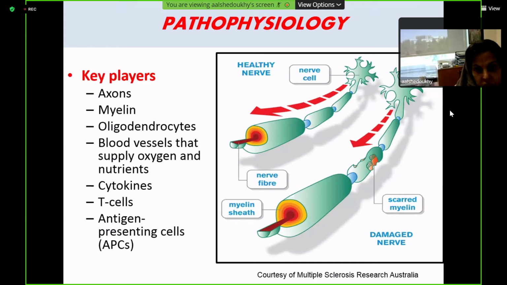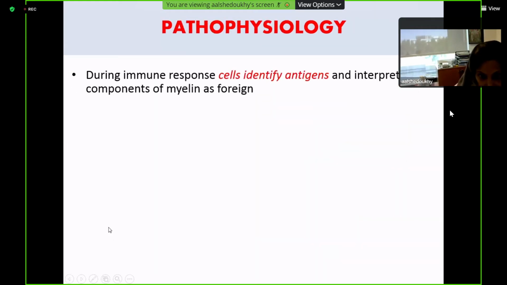The pathophysiology: what happens when we have multiple sclerosis. These are the end organs that are affected in multiple sclerosis: the axons, the myelin sheath, the oligodendrocytes, and blood vessels. Also cytokines, T cells, and antigen-presenting cells have a major role in multiple sclerosis. During the immune response, again, the triggers are many: environmental, genetic, infection, and so many things.